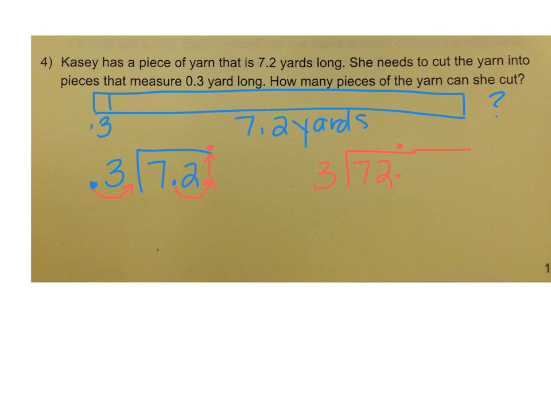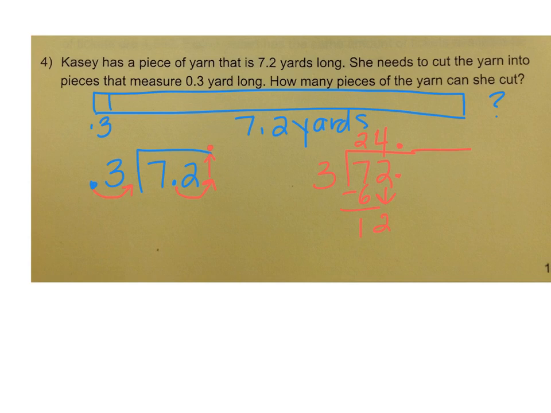I'm not quite sure yet. Let's see how this works out. So I have 7 tens I want to divide by 3. That would be 2, with 1 left over. I'm going to bring down the 2 to make 12. And I know that 3 goes into 12 4 times.